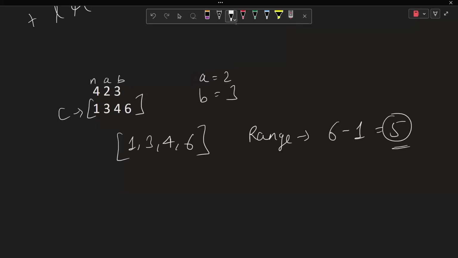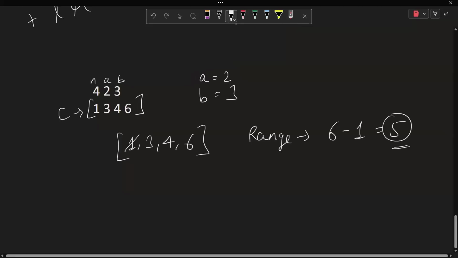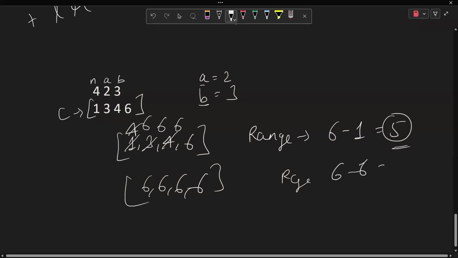So here you can take B and increase this 1 to 4, and then take A and increase it to 6. This 3 can also be incremented by 3 to 6. This 4 can be incremented by 2 to 6. This way you can have all 6s. If all are equal, your range would be 6 minus 6, which is 0. So 0 is the minimum range you can obtain.